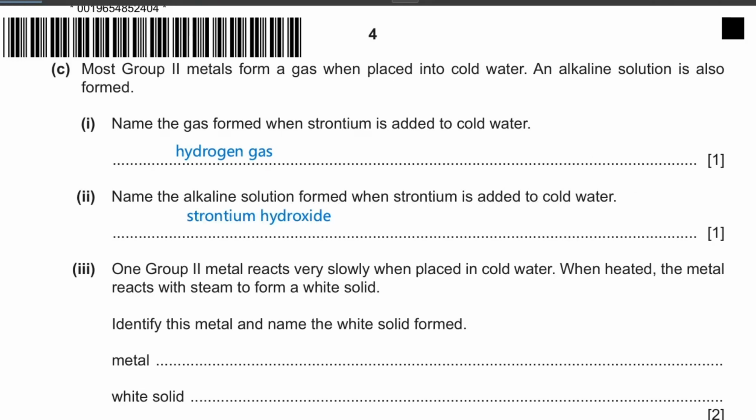Name the alkaline solution formed when strontium is added to cold water. The alkali solution that is going to be formed is strontium hydroxide, just like we have sodium hydroxide, potassium hydroxide, magnesium hydroxide, and so on. Strontium is a group 2 metal, so it also has the same characteristics. So the answer is strontium hydroxide.